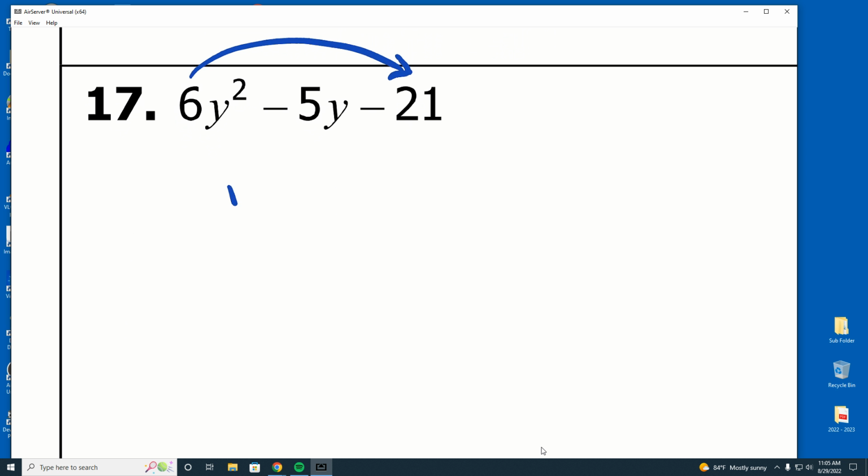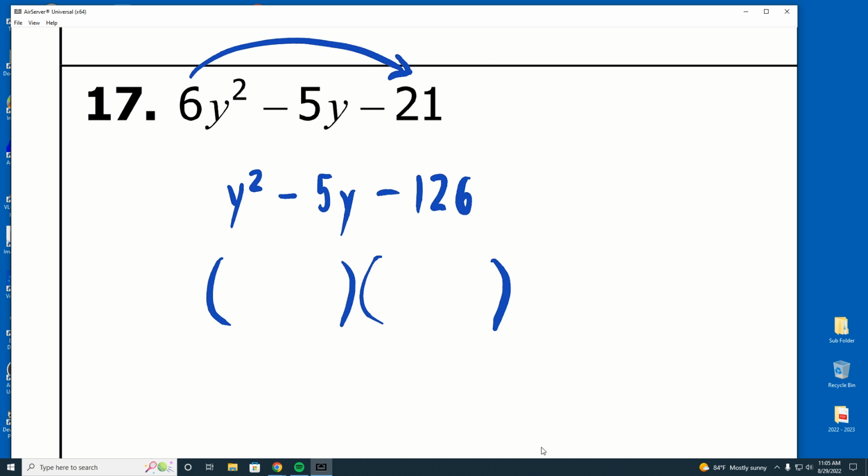So here it is, guys. We're going to use y squared minus 5y minus 126. And we're going to factor that easy style. Ready? What times what gives me y squared? What will multiply to get a negative? A plus and a minus. So we're looking for the two factors that will multiply to get 126, but have a difference of 5.